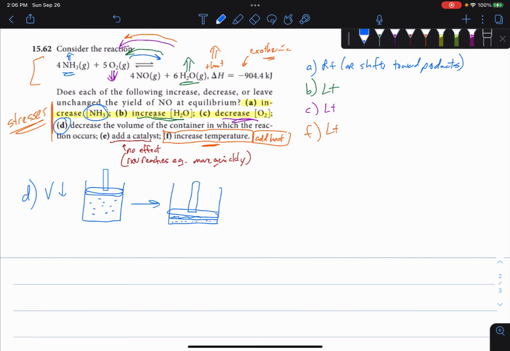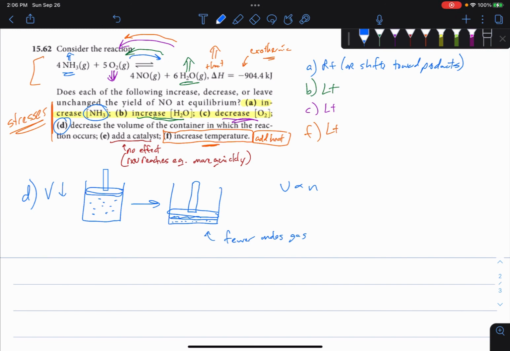Well, what's the net effect? There's less volume to sort of adjust back to equilibrium. It's wanting to go to fewer moles of gas. In class, I talked about the volume and the number of moles of the gas being proportional to each other. They're going to change together. As volume decreases, the number of moles is going to decrease.